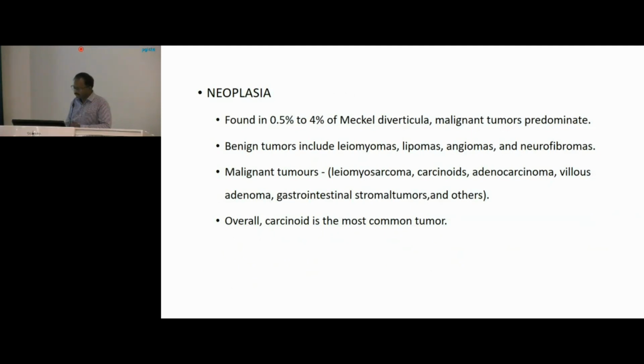Benign tumors include leiomyomas, lipomas, angiomas, neurofibromas, and malignant tumors include leiomyosarcomas, carcinoids, adenocarcinoma, adenomas, gastrointestinal stromal tumors and others. Overall, carcinoid is the most common tumor, and it arises from the mucosa, meaning the surface area. It's the most common malignancy.